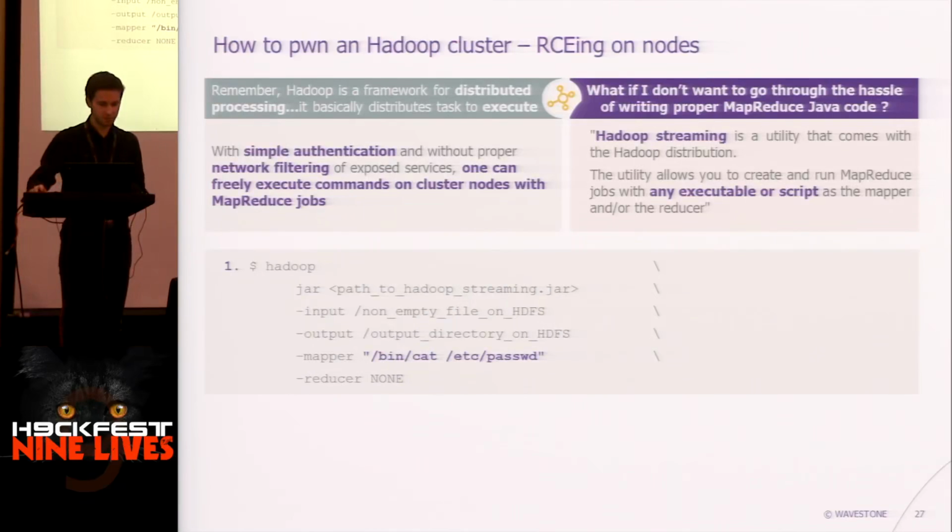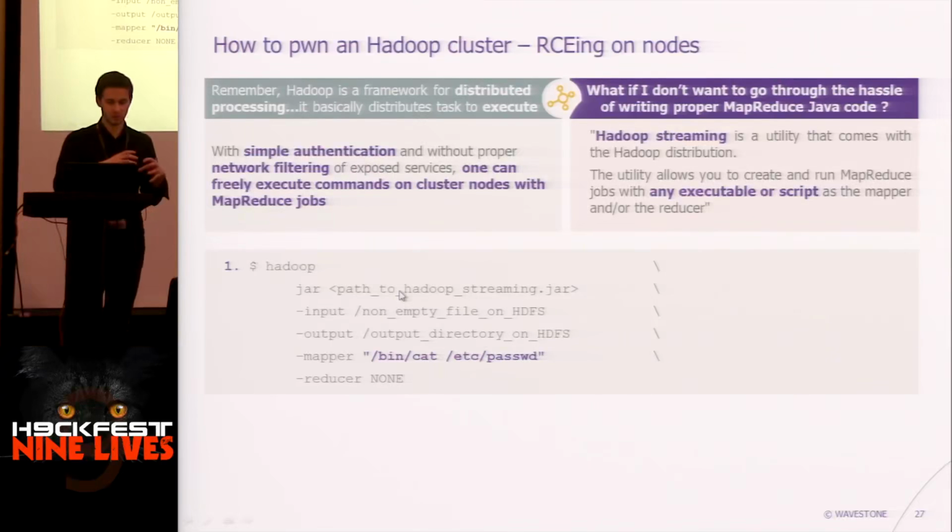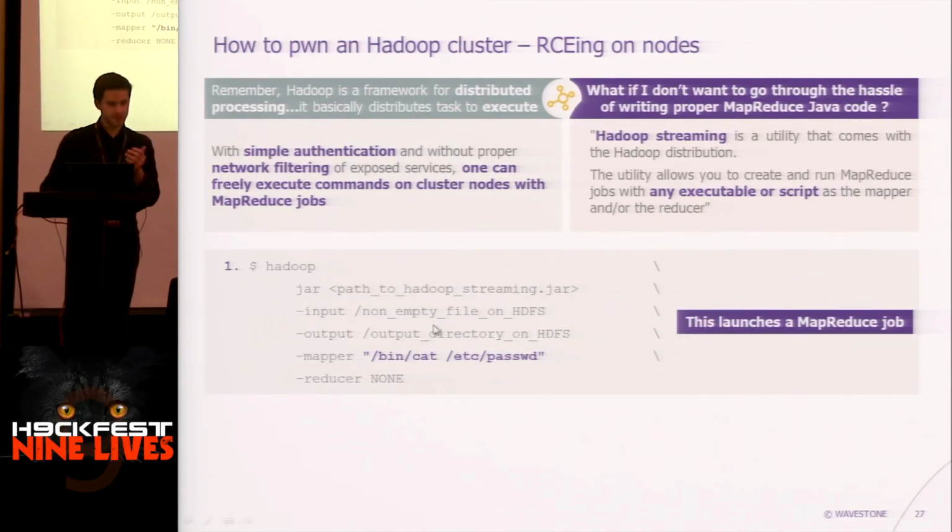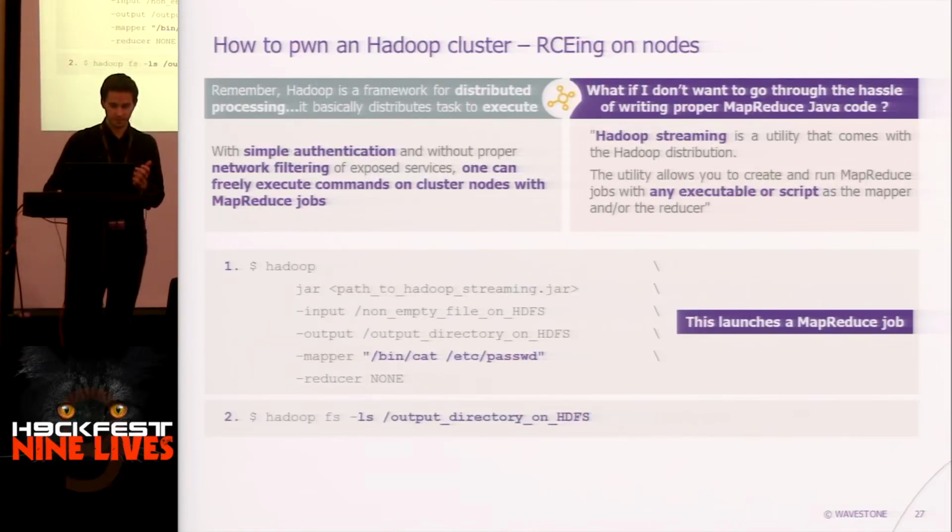So the command is here. You just have to specify the path on your local machine to the Hadoop streaming jar. You have an input file, an output file, a mapper, a reducer. So technically, this command will launch a MapReduce job.